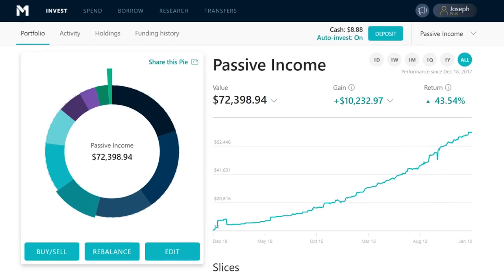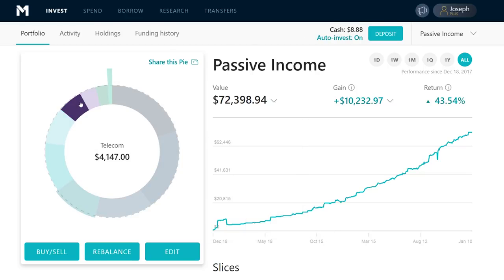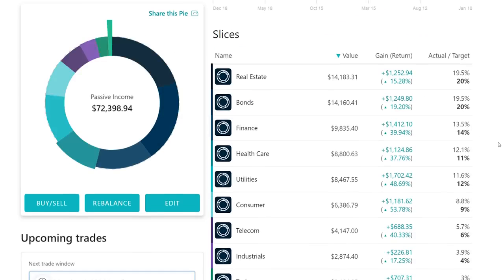So the way the M1 works in particular, the dividends don't necessarily go right back into the company that paid it. In fact, they rarely do. Instead, they get added together and they go to whatever company is underweight. So right now it looks like telecom and industrials are a little bit underweight. That's where all the dividends will go until this slice goes back up to where it's supposed to be. So that's how M1 Finance works.